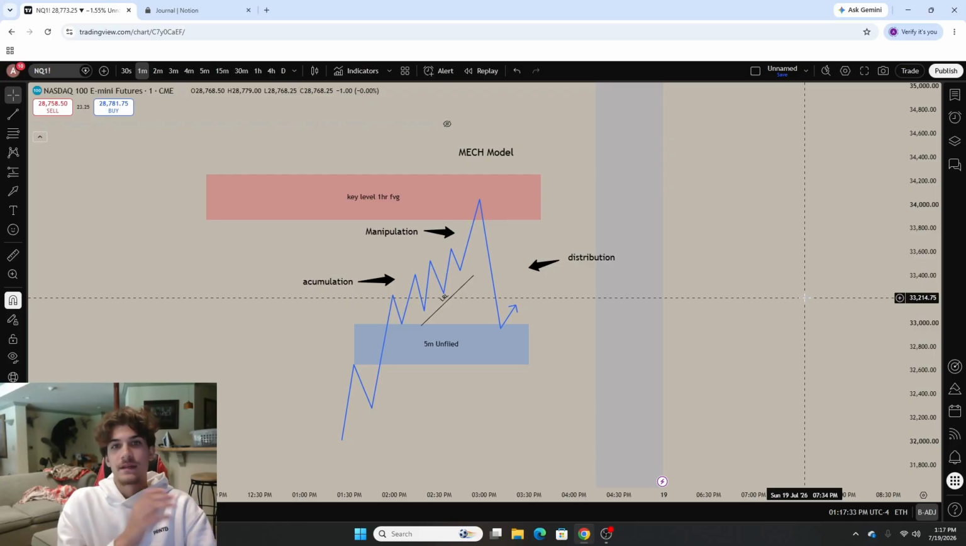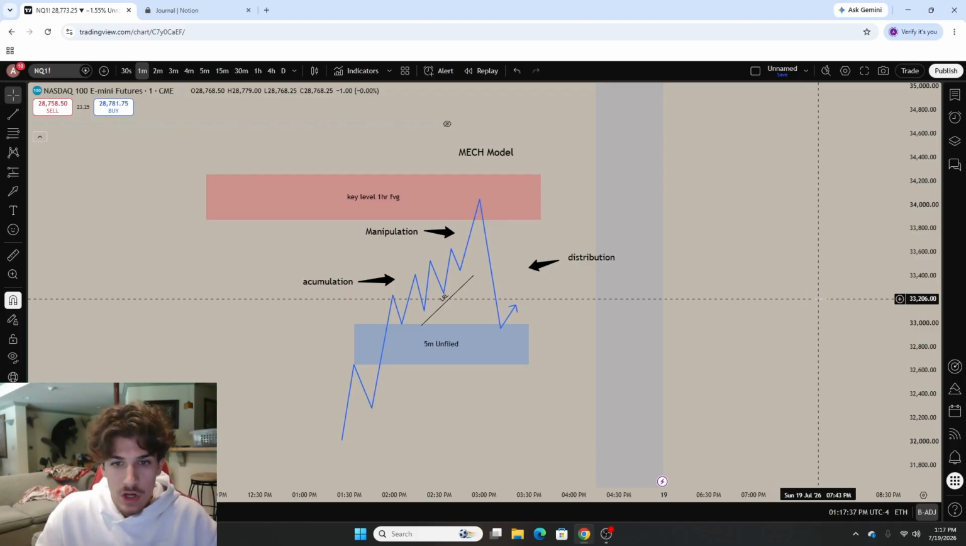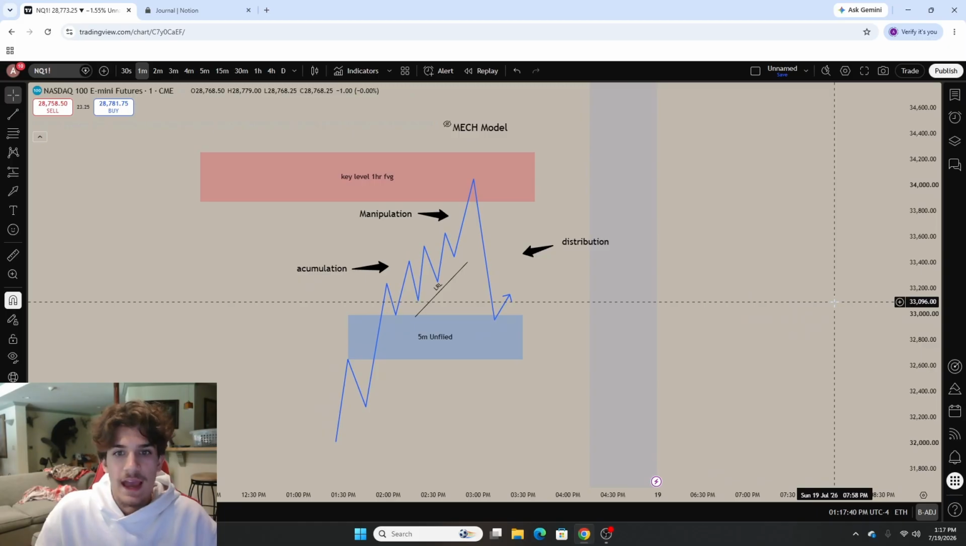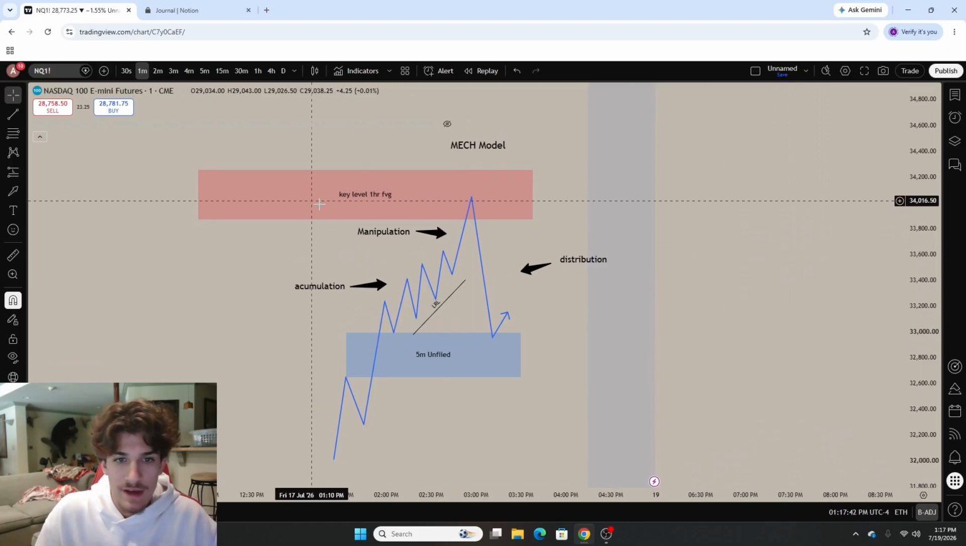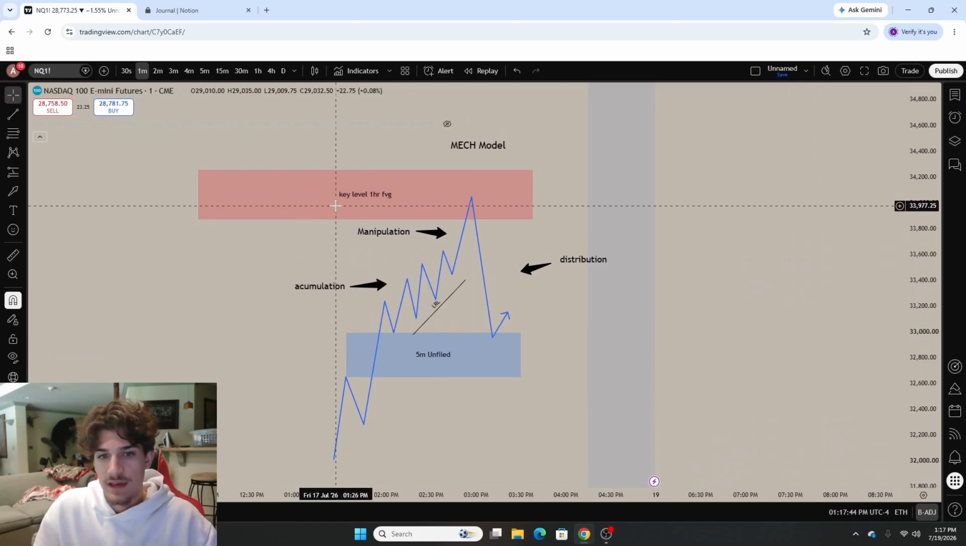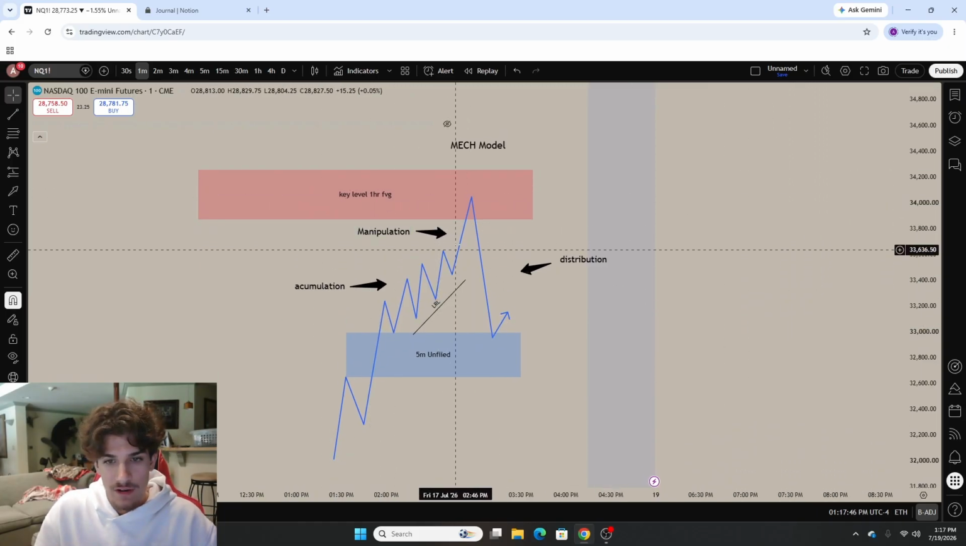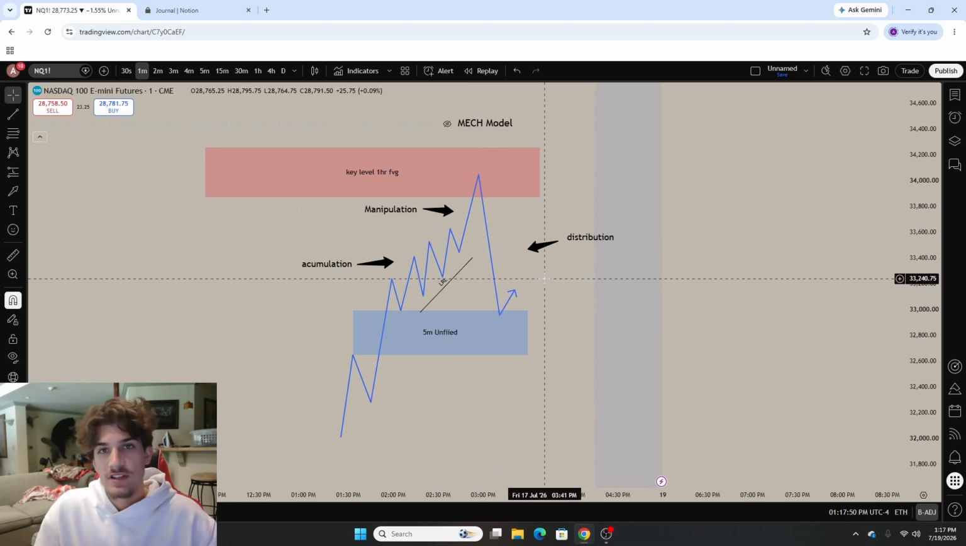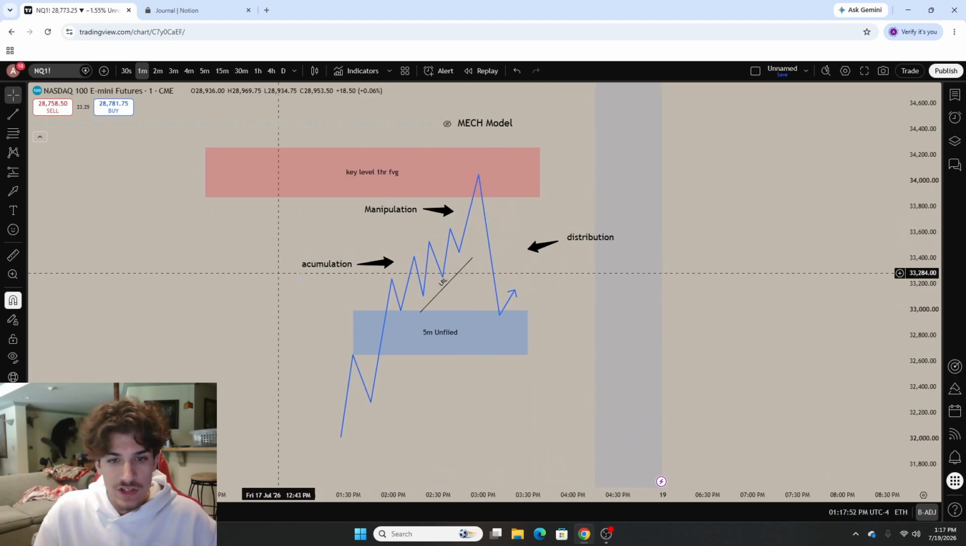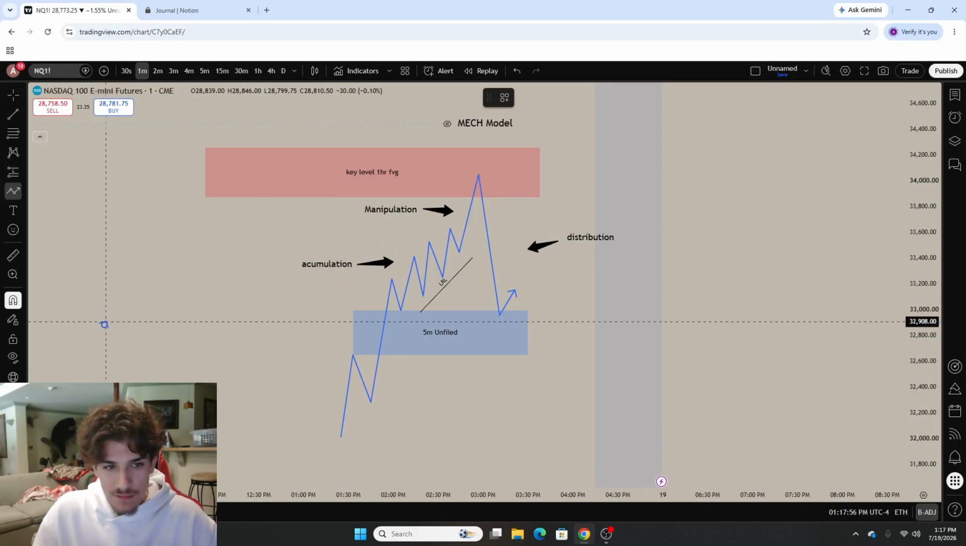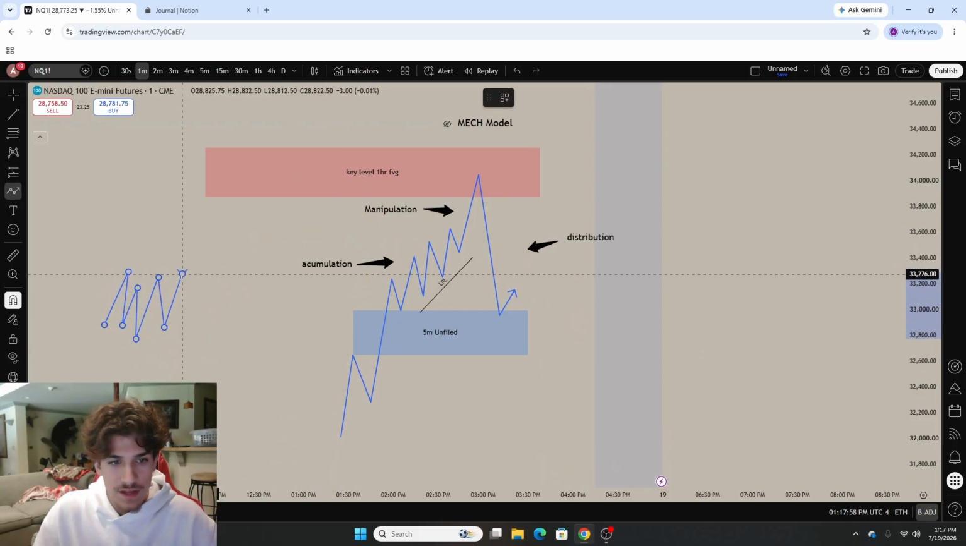Okay. And the PDI structure could be any of them. And that's why you're going to see it within this model. So let's just go over what we have on the screen. We have the same kind of key level, 1 hour fair value gap. We have a manipulation leg right here, and we have our distribution leg right here. But I want you to spot the difference here. Our accumulation leg, it's not so much sideways, right? Like that first kind of thing I showed you.